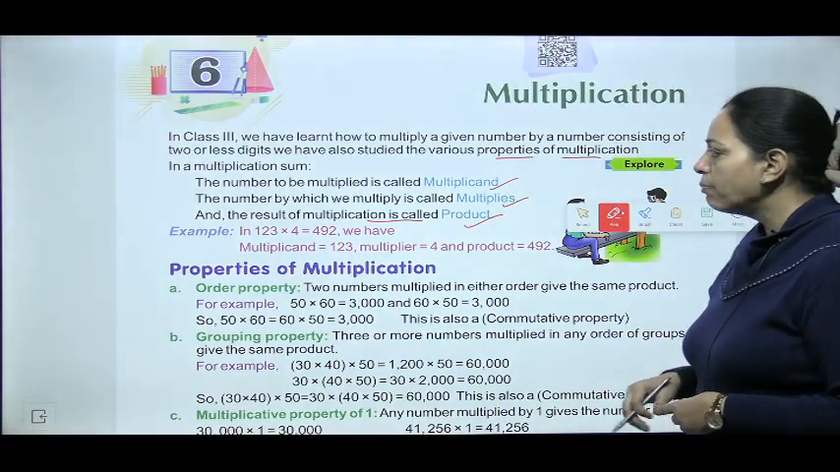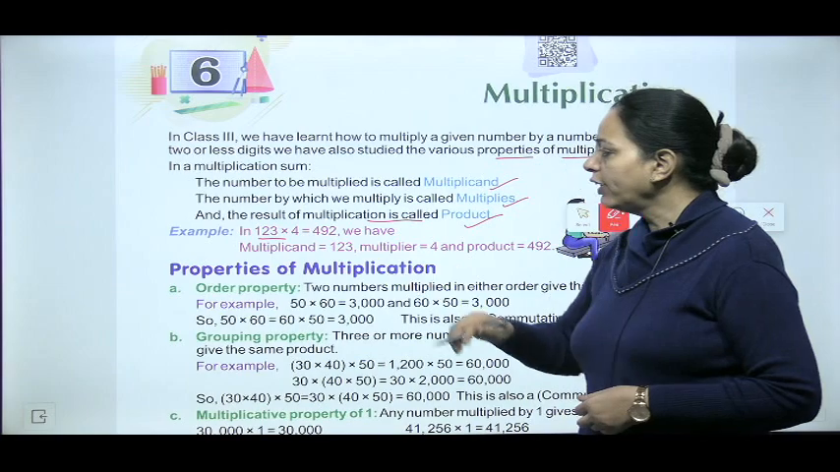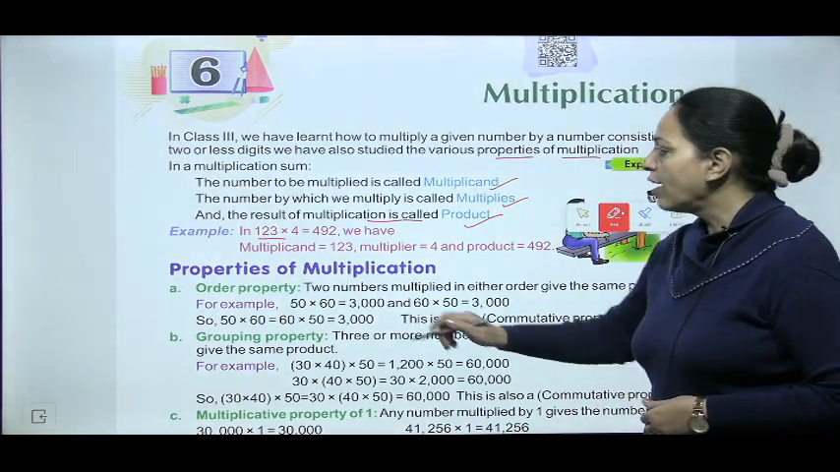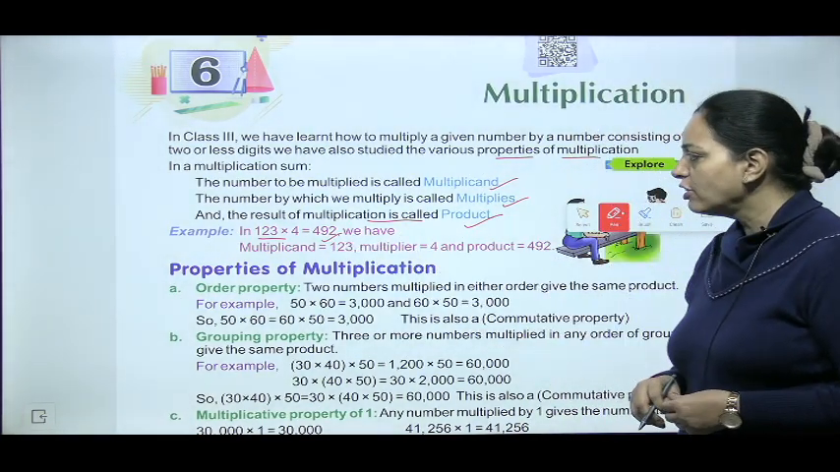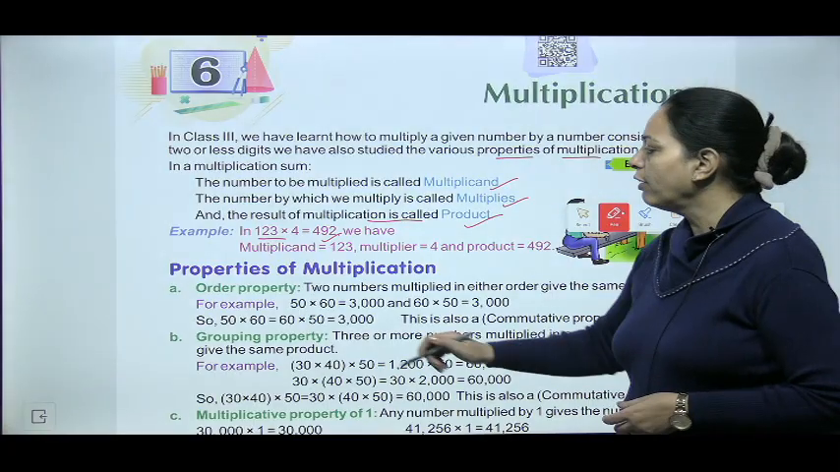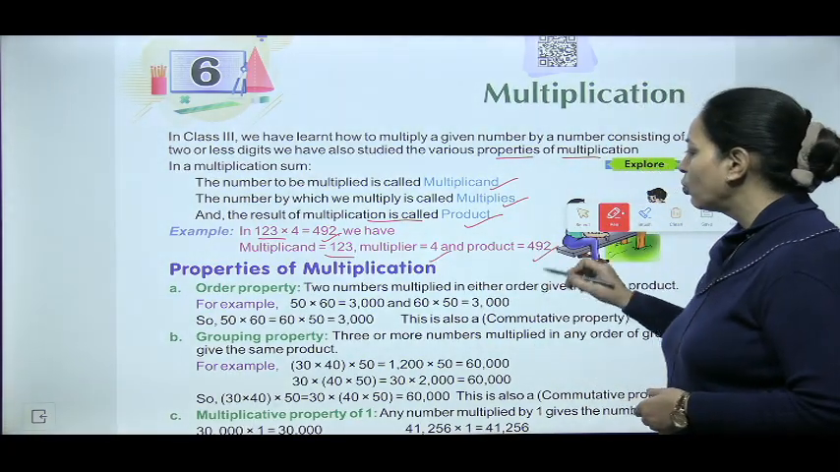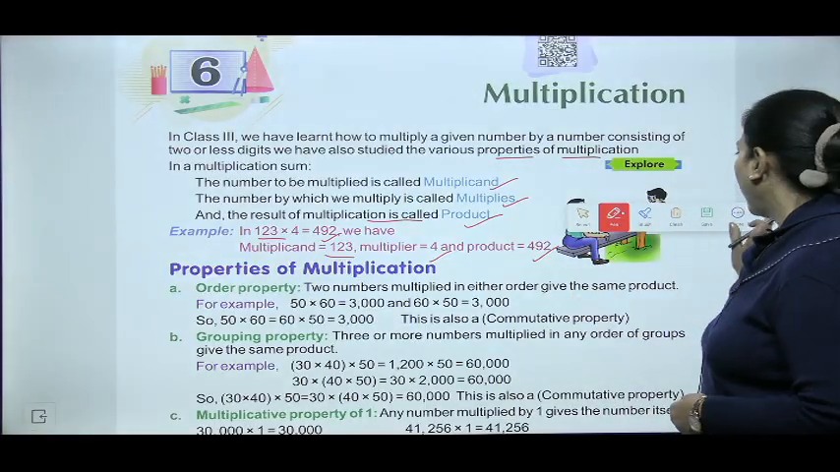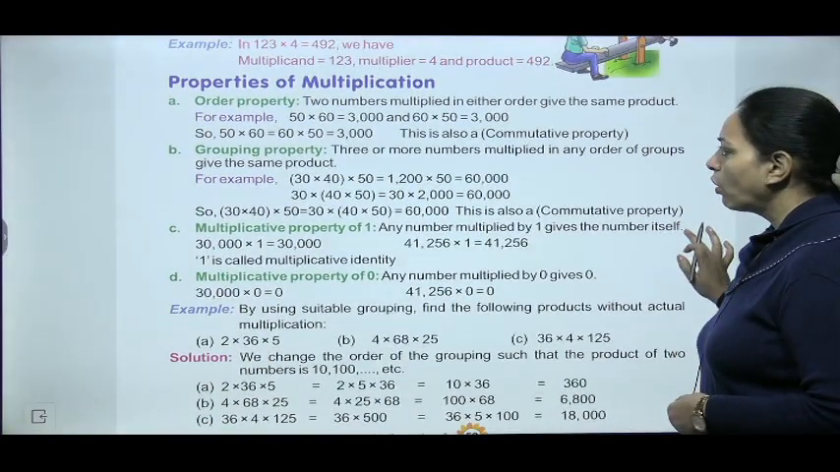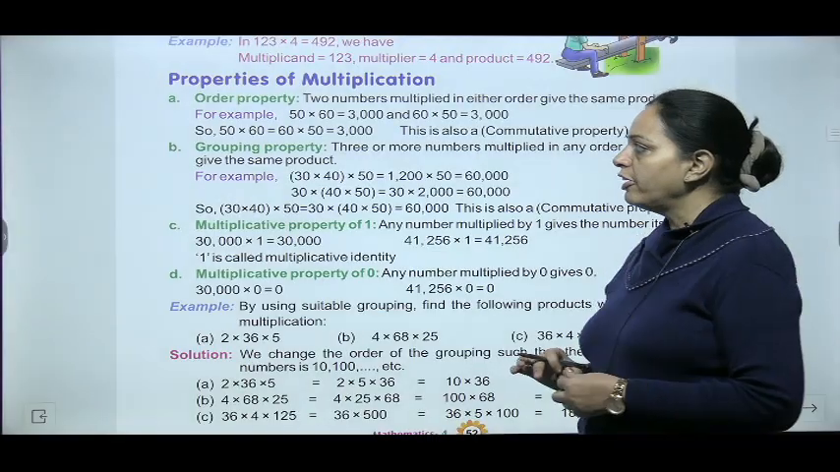So here is an example: in 123 multiplied by 4, the answer is 492. We have multiplicand 123, multiplier 4, and the product is 492. Now first we are talking about properties of multiplication.